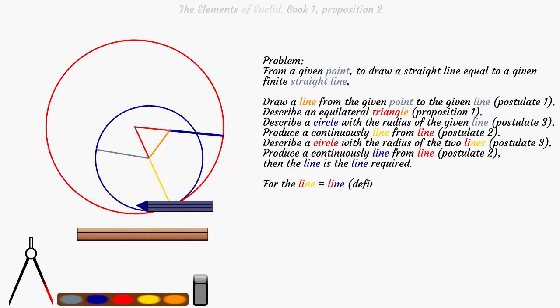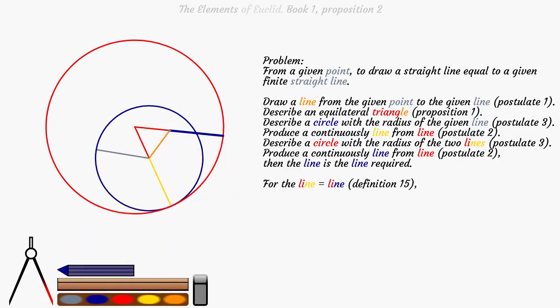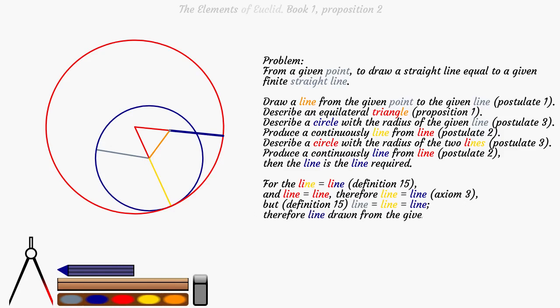For the red-yellow line is equal to the red-blue line, definition 15, and the red lines are equal, therefore the yellow line is equal to the blue line, axiom 3. But, definition 15, the gray line is equal to the yellow line. Therefore the blue line drawn from the given point is equal to the given gray line. Q.E.D.